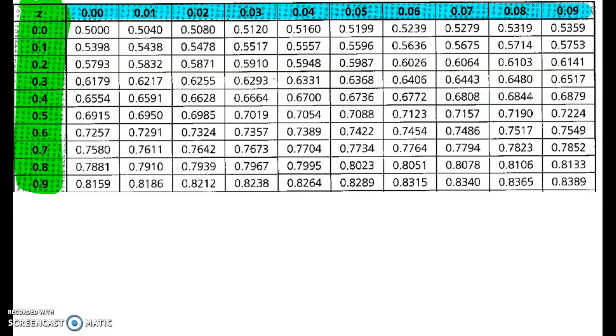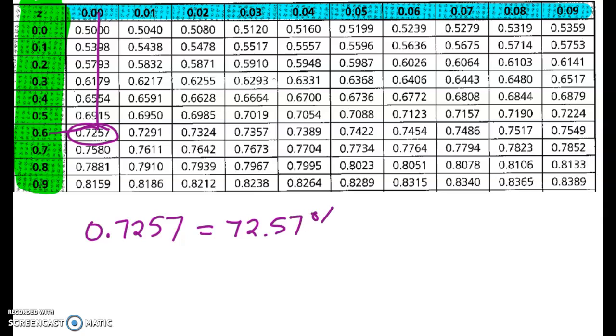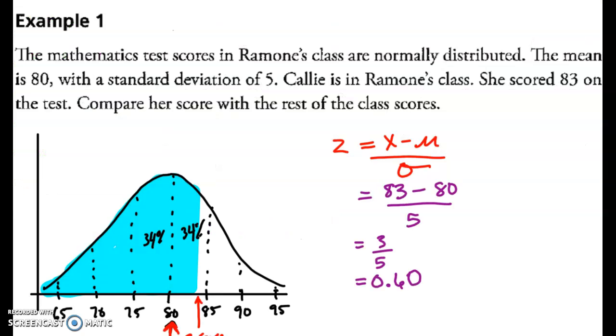So if we look at the chart, 0.60 is here. 0.7257 of the data was underneath her score. If we turn that to percent, of course, we can say that 72.57% scored less than she did. And so that's the percentage, 72.57% is this blue area.